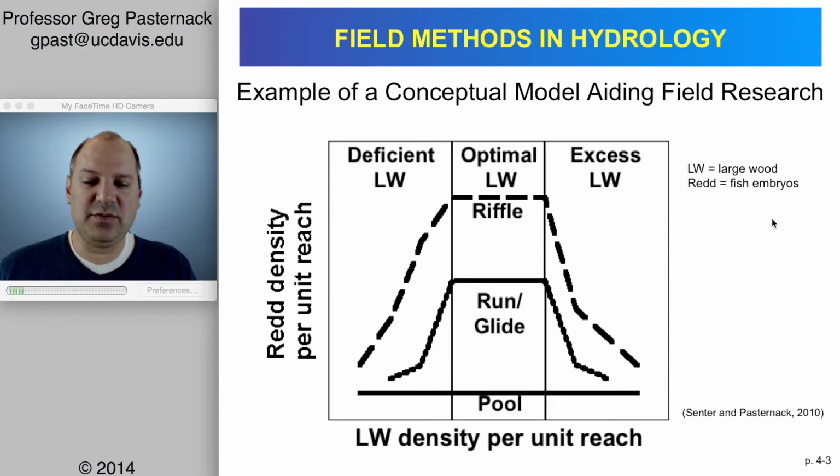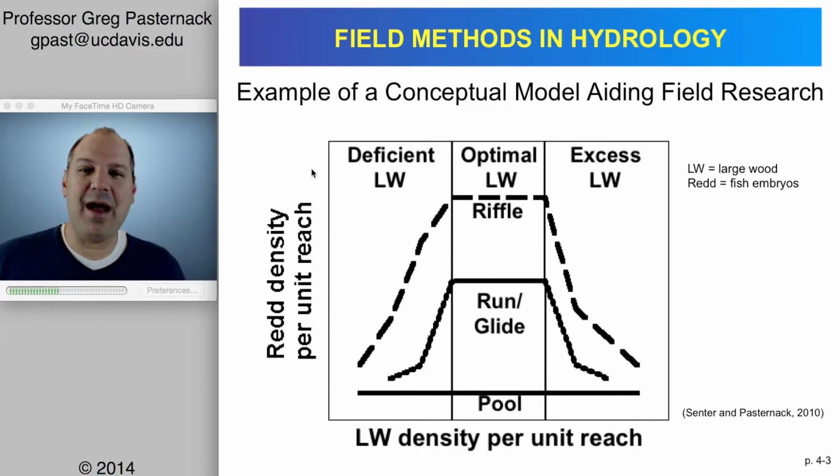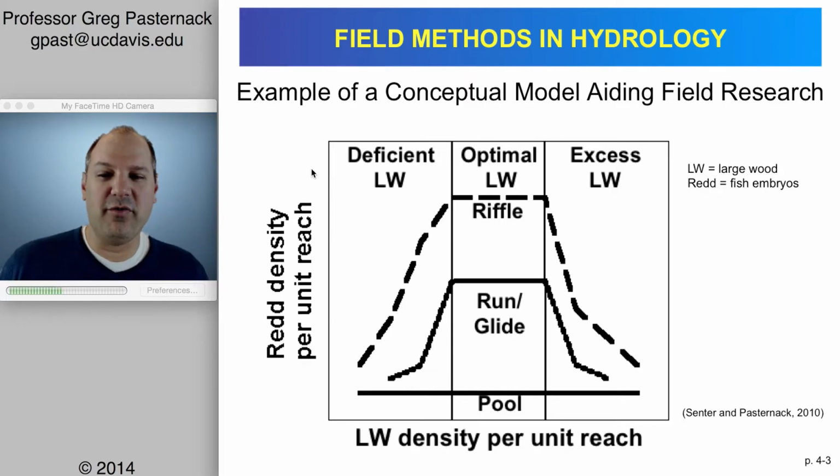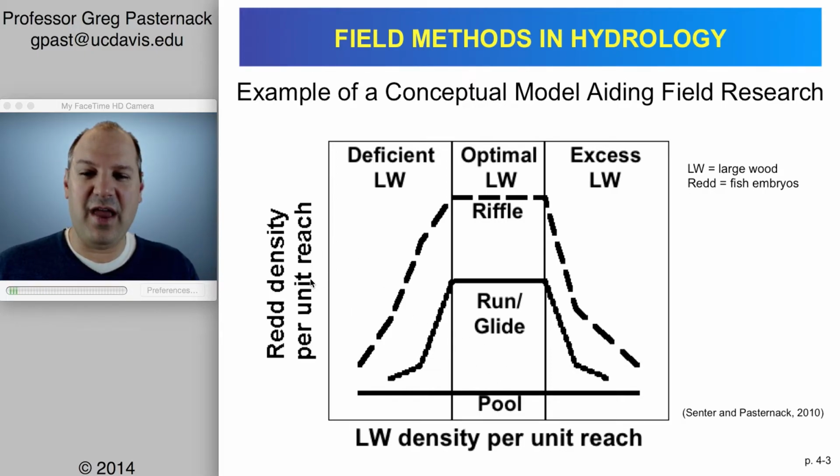So the x-axis goes from some low density of wood. Notice we don't have any numbers. That's not important. We go to some high density of wood per unit reach. So the farther to the right you go, the more abundance of wood there is per unit area or length of the channel. On the y-axis is how many redds or how many pods of embryos are packed into the gravel over the same distance of length or area of a channel reach.